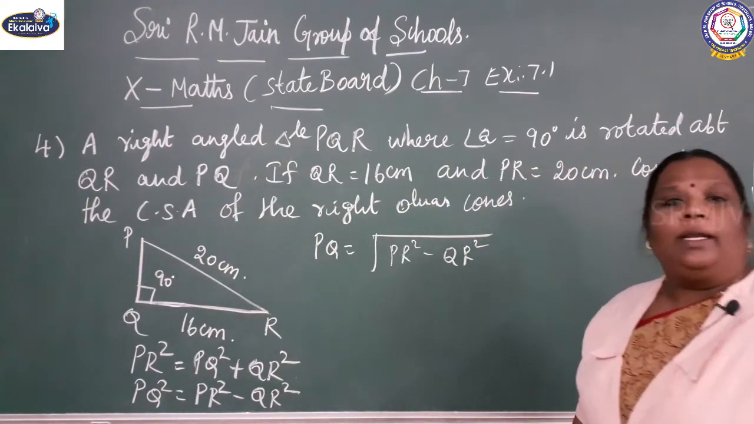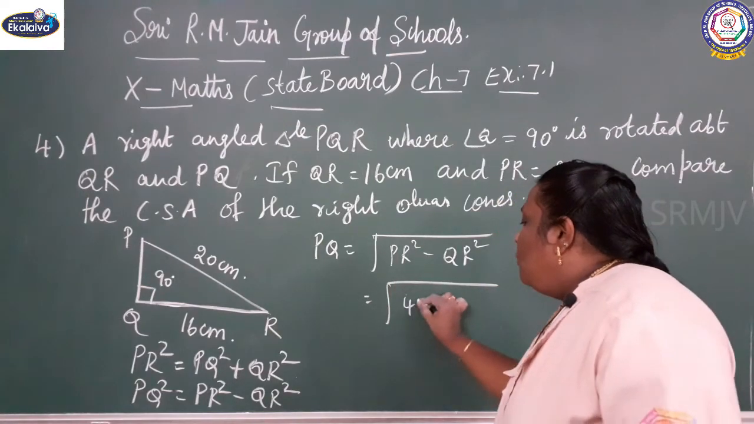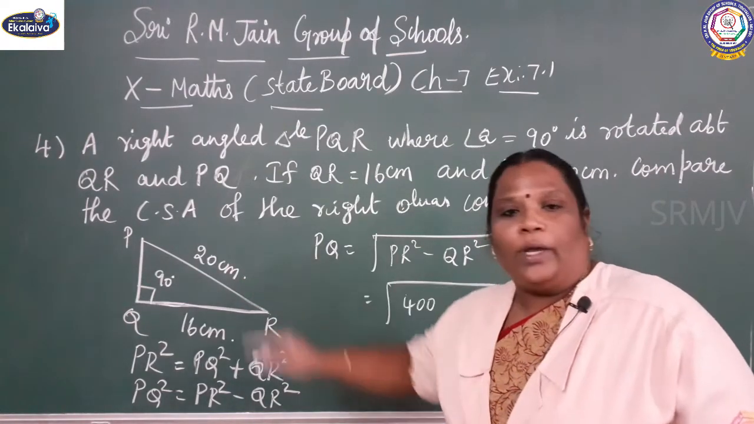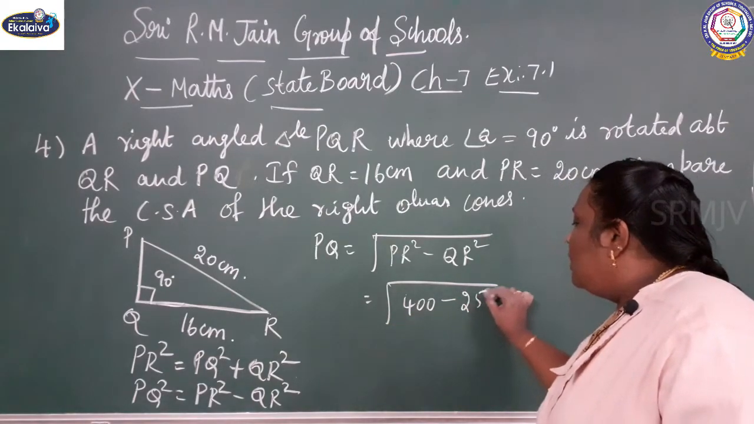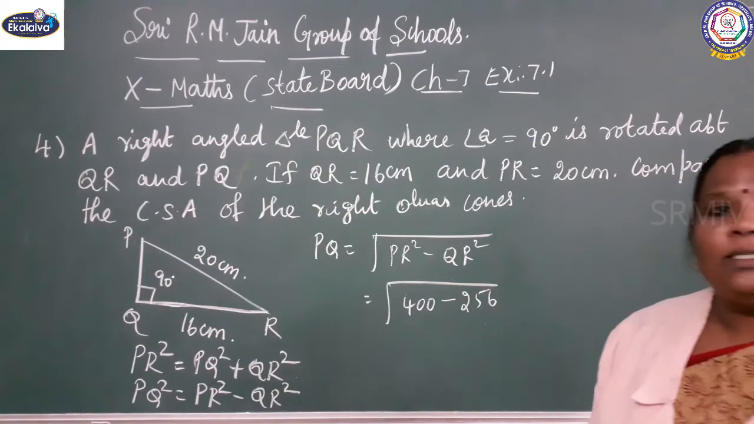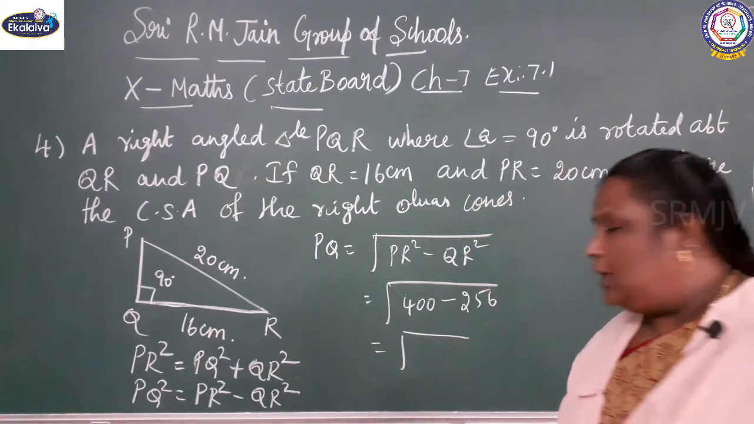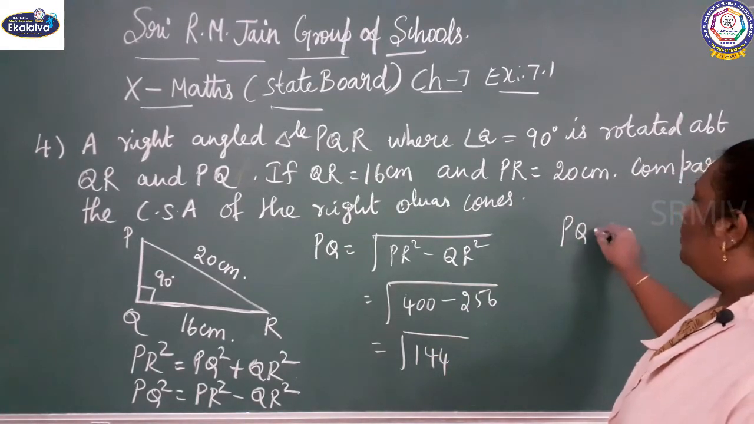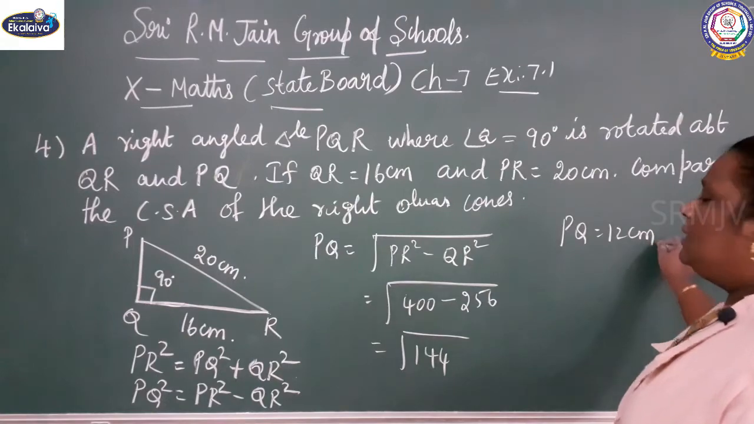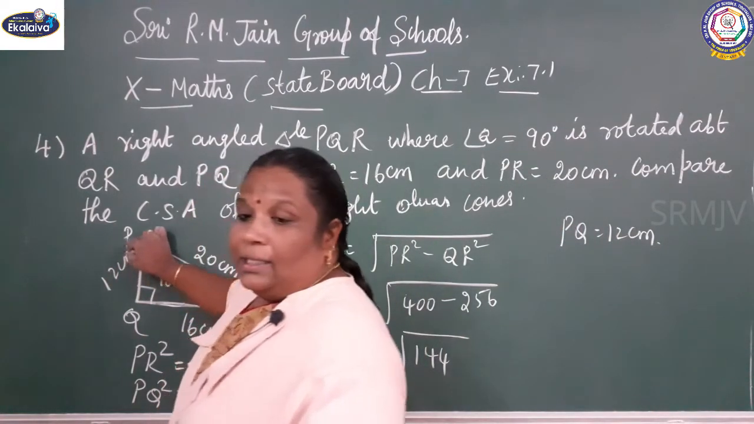It gives root of 400 minus QR square, that is 20 square is 400. 16 square is 256. So root of 144. What is the value of PQ? PQ equals 12 centimeters.